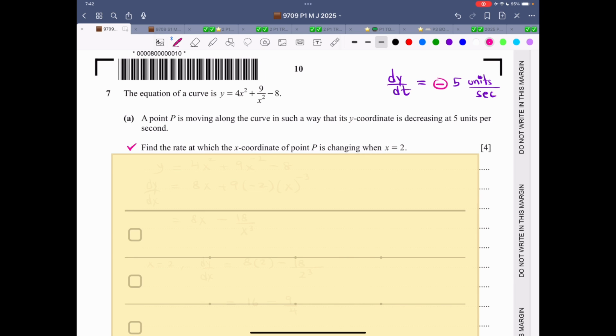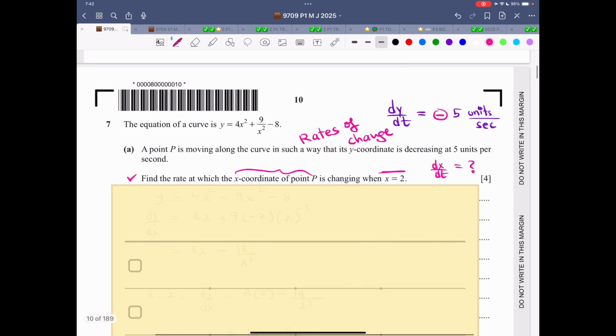Now it says find the rate at which the x coordinate is changing. So we are looking for dx by dt when x is equal to 2. This is a question about rates of change. Technically it's known as related rates of change. y is changing, x is changing, t is changing. So we have y, we have x, we have t. x is dependent upon t, y is dependent upon x. In other words, y is dependent upon t, and we will use it right now.